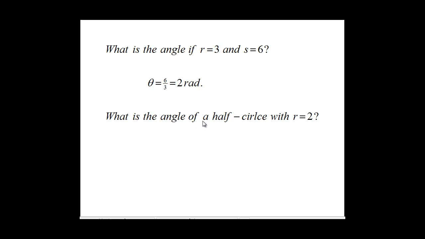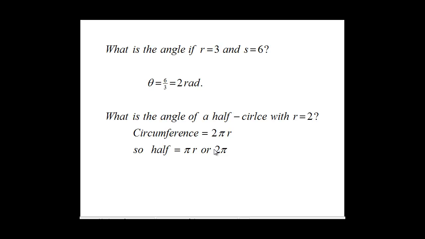Now, what's the angle of a half circle if the radius is 2? Well, we need to find out how far it is around half of a circle. A whole circle, the circumference is 2 pi r. Half of a circle, going to get rid of the 2, so it's just pi r. And since our radius is 2, we can substitute in 2 for this r and get 2 pi. So this is our S, our arc length is 2 pi.